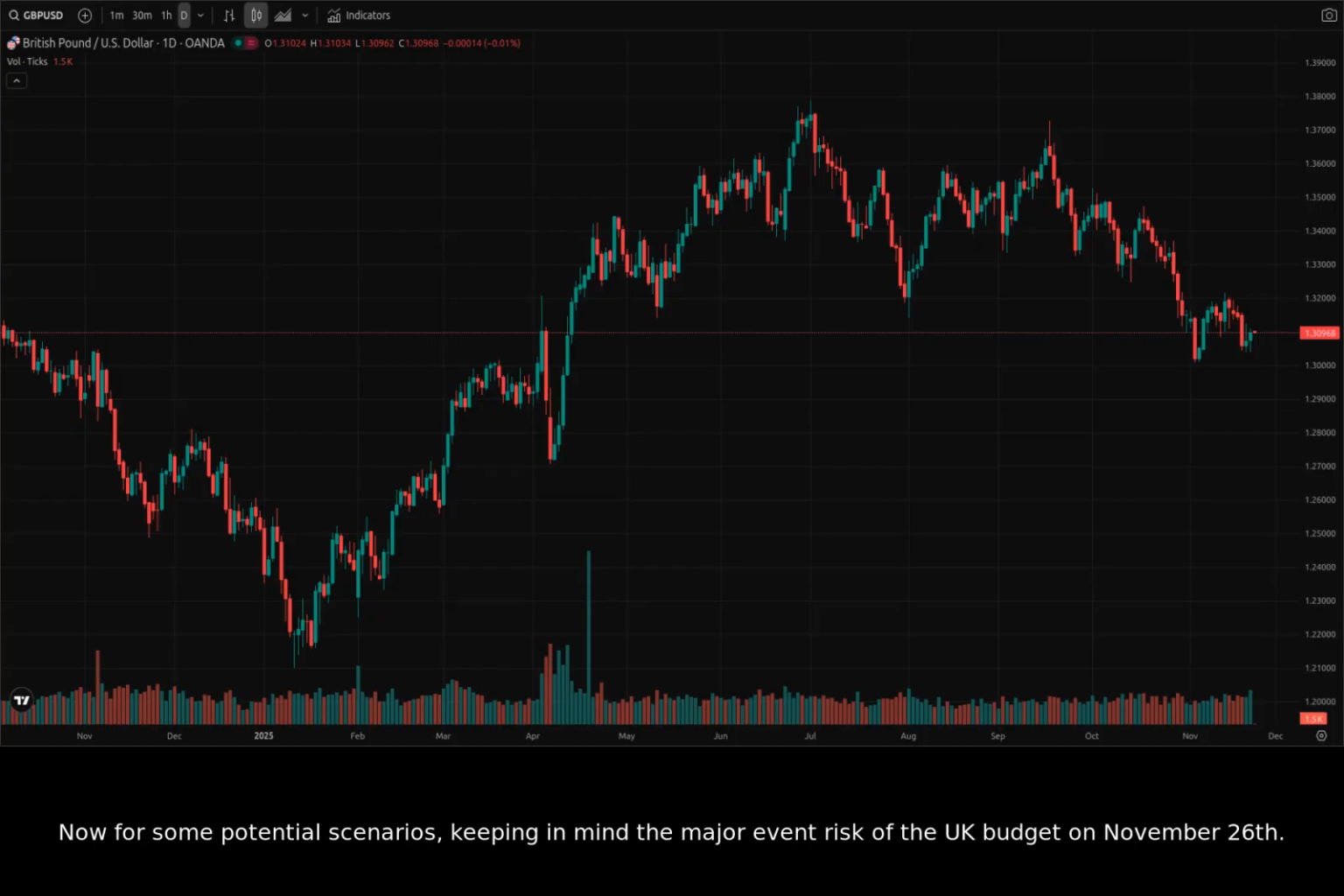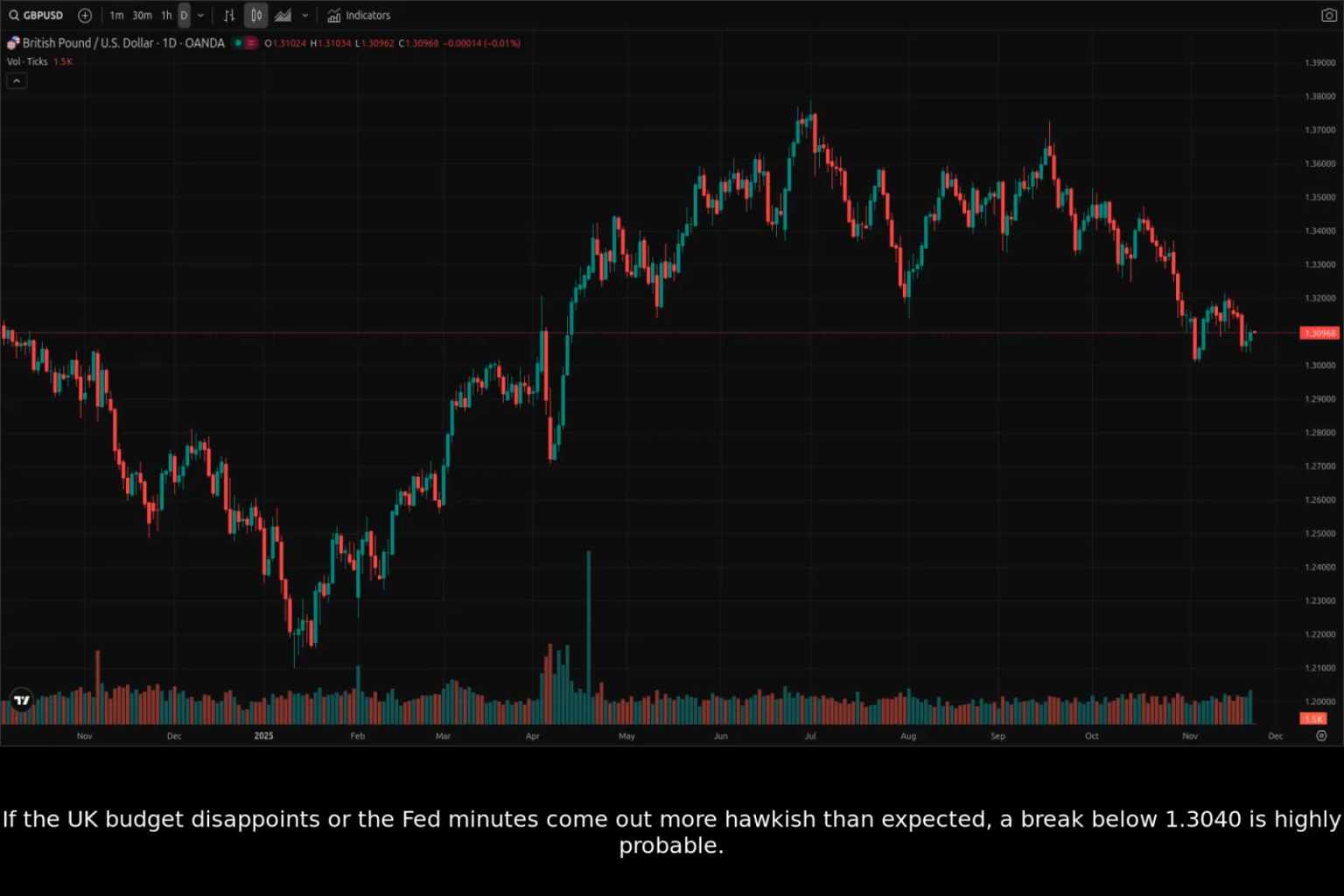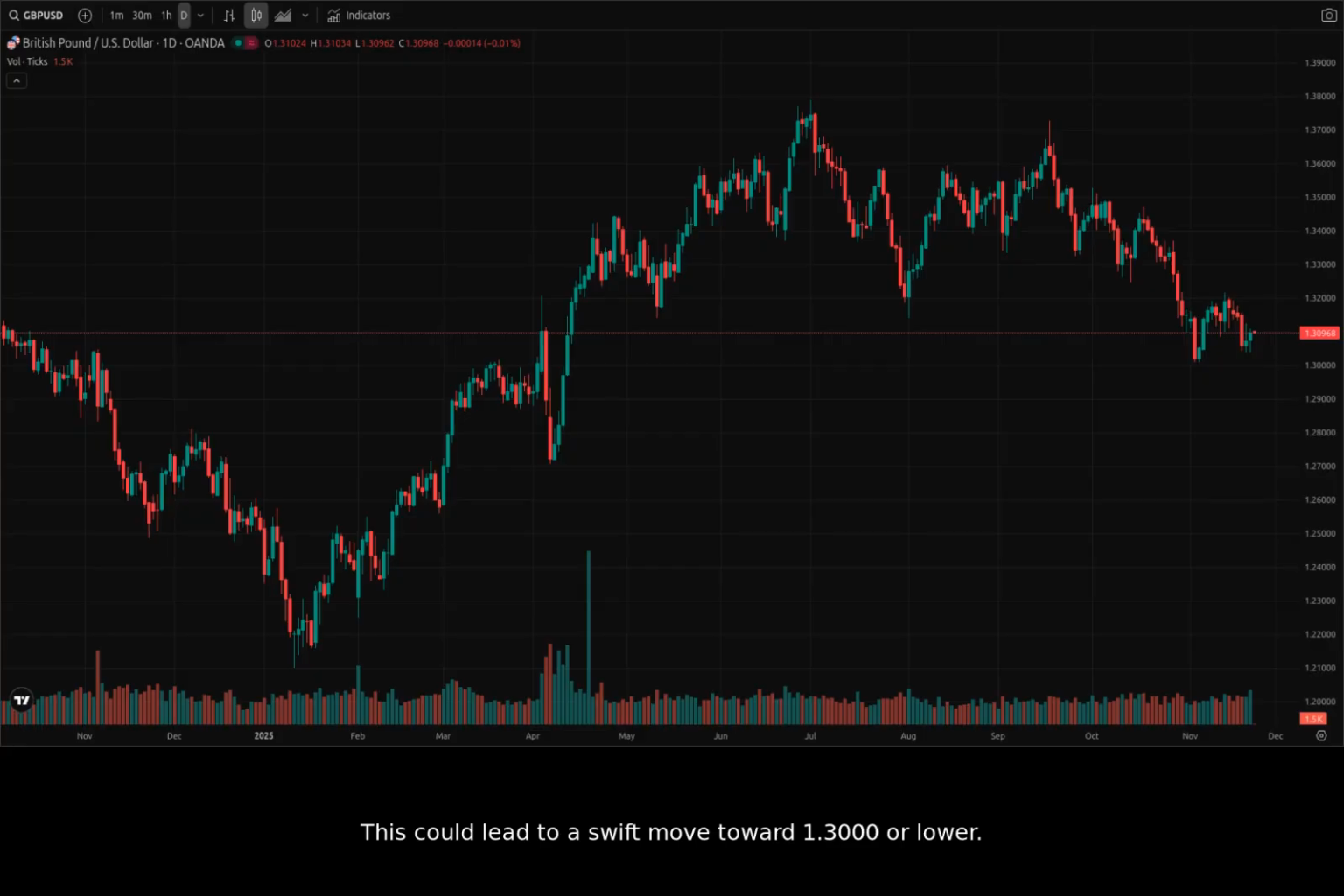Now for some potential scenarios, keeping in mind the major event risk of the UK budget on November 26th. The bearish scenario seems most likely, given the fundamental headwinds. If the UK budget disappoints or the Fed minutes come out more hawkish than expected, a break below 1.3040 is highly probable. This could lead to a swift move toward 1.3000 or lower. I would place the likelihood of this scenario at around 65%.